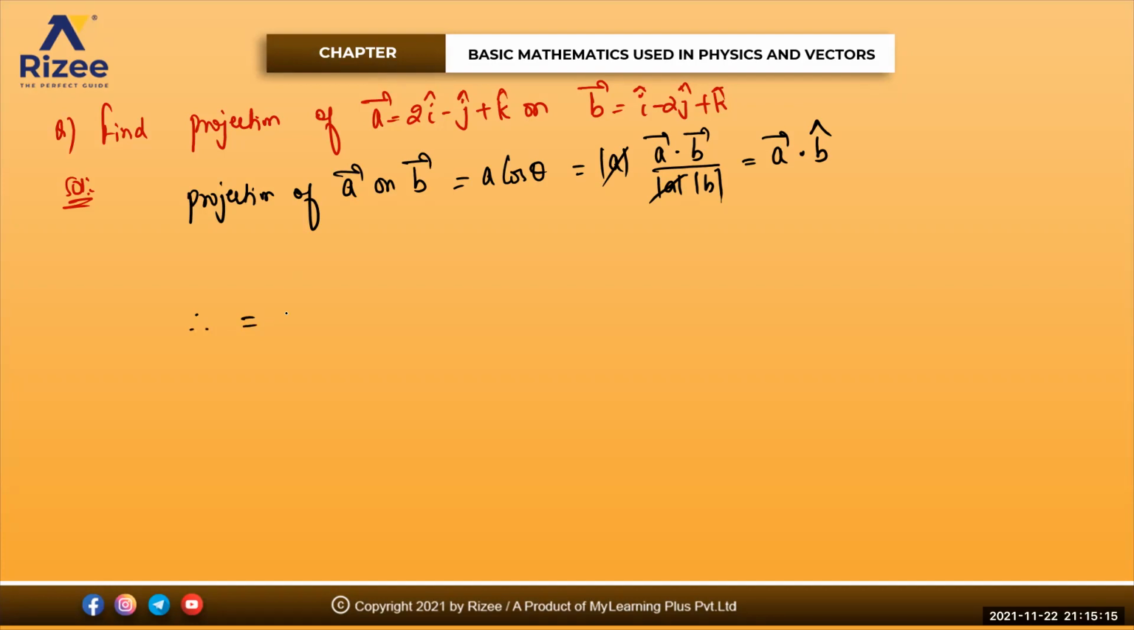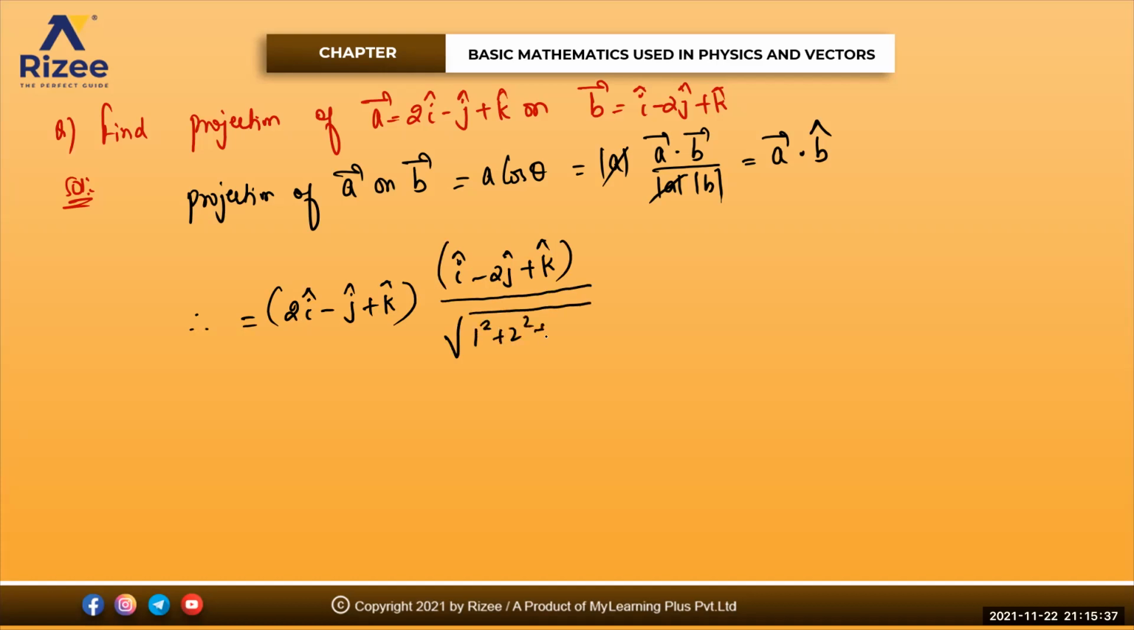So A bar dot B cap. A bar is 2I cap minus J cap plus K cap, into B cap, which means B bar divided by mod B. B bar is I cap minus 2J cap plus K cap, divided by its magnitude, under root of 1 square plus 2 square plus 1 square. Isn't it? So you multiply I with I, J with J and K with K.